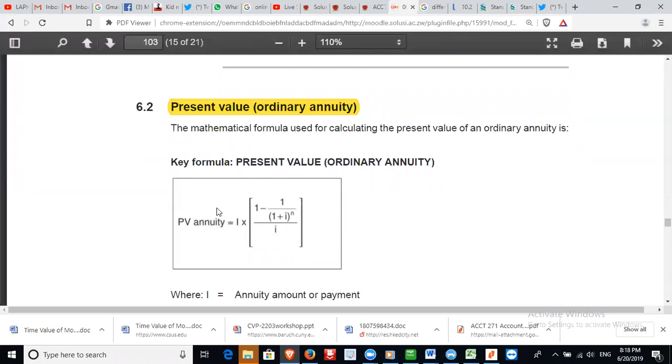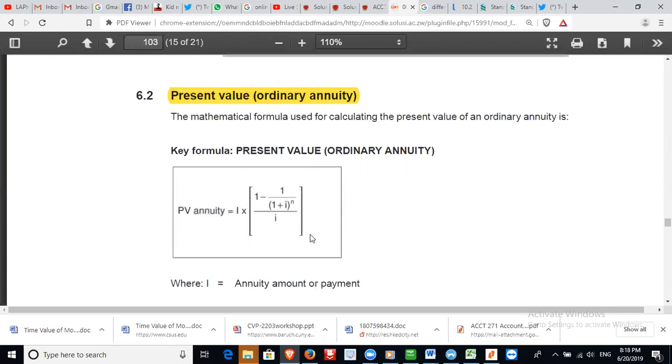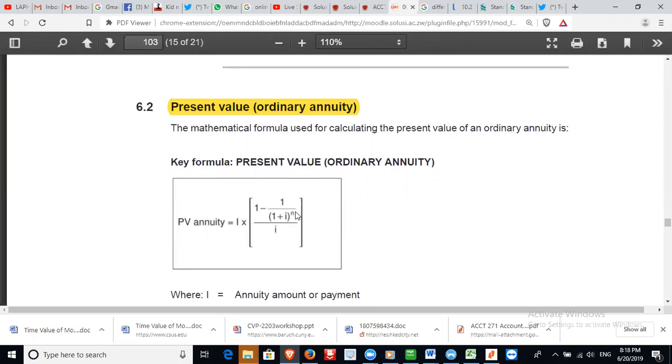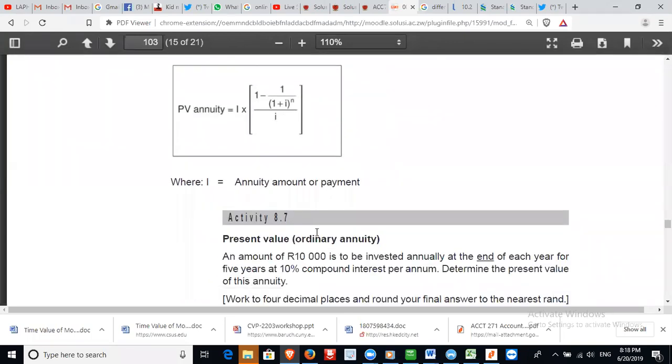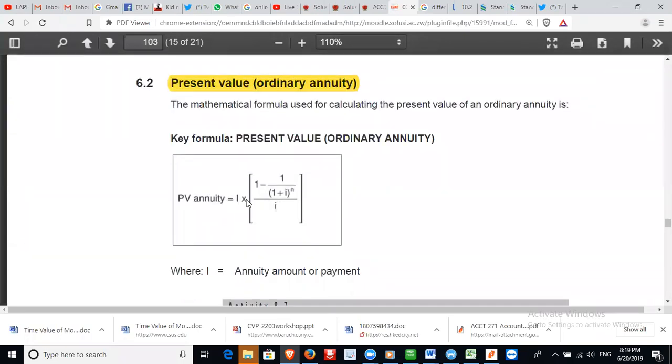For the FV annuity due, it was (1 plus I) to the power n plus 1, minus 1, over I, then minus 1 again. So the formula for PV annuity is I multiplied by 1 minus 1 over (1 plus I) to the power n, over I.